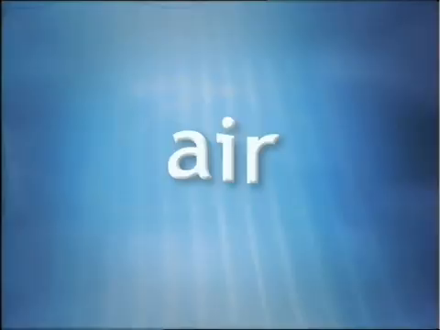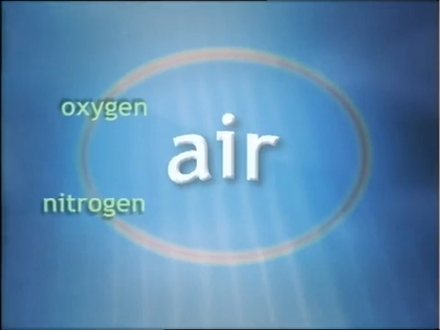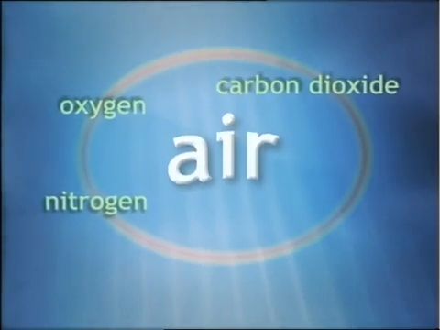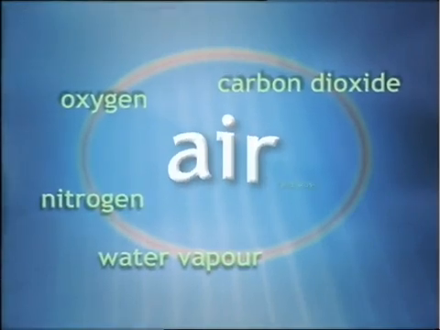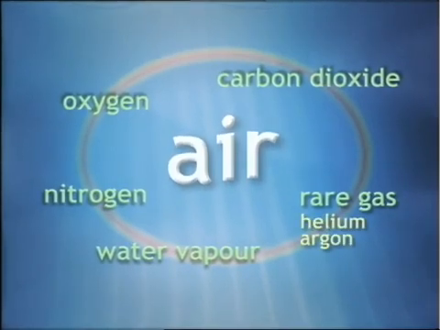Oxygen comes from the air. To understand how we get that oxygen from the air, we first need to know all about air and what it's composed of. Air is a mixture of many gases. They include oxygen, nitrogen, carbon dioxide, water vapor, and, in smaller amounts, rare gases like helium, argon, and so on.